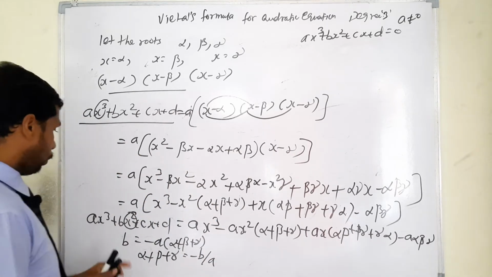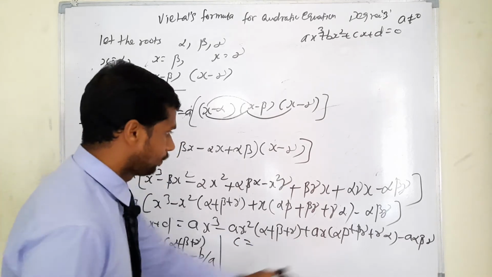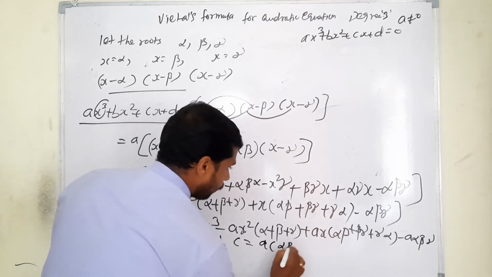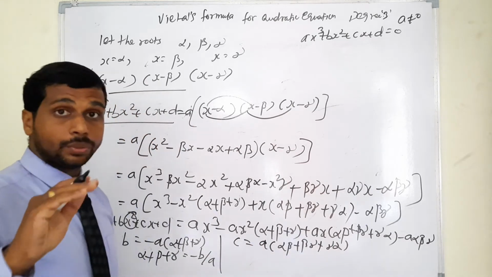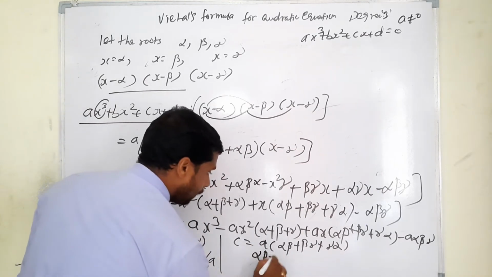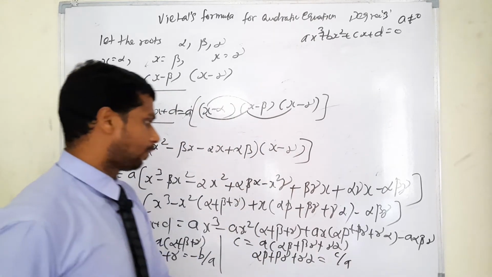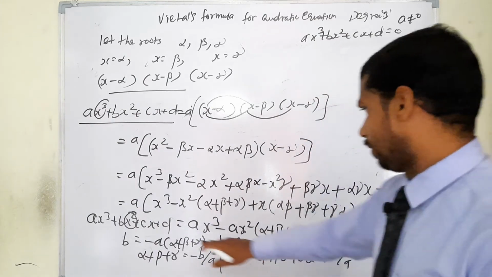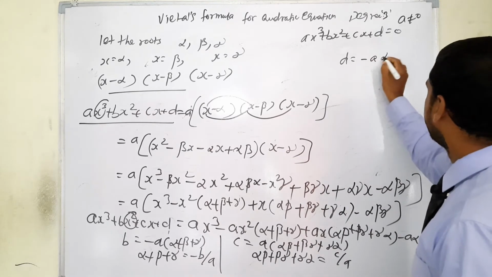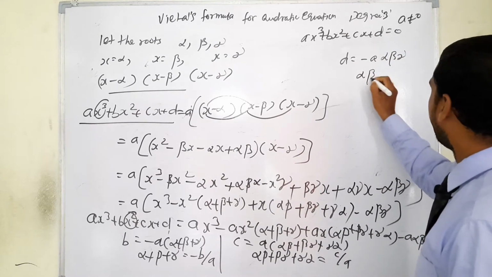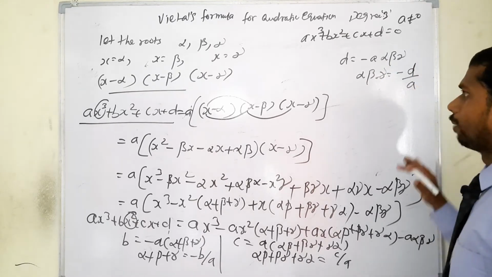Okay. Next one, grouping x. So for x, what will happen? c is equal to a of alpha beta, then beta gamma, then gamma alpha. Therefore the sum of the product of the roots taken two at a time, alpha beta, then beta gamma, then gamma alpha, is equal to c by a. This is the second term. Third one, the constant d, isn't it? Therefore d is equal to minus a alpha beta gamma. Therefore alpha beta gamma is equal to minus d by a. This is the constant term, okay.